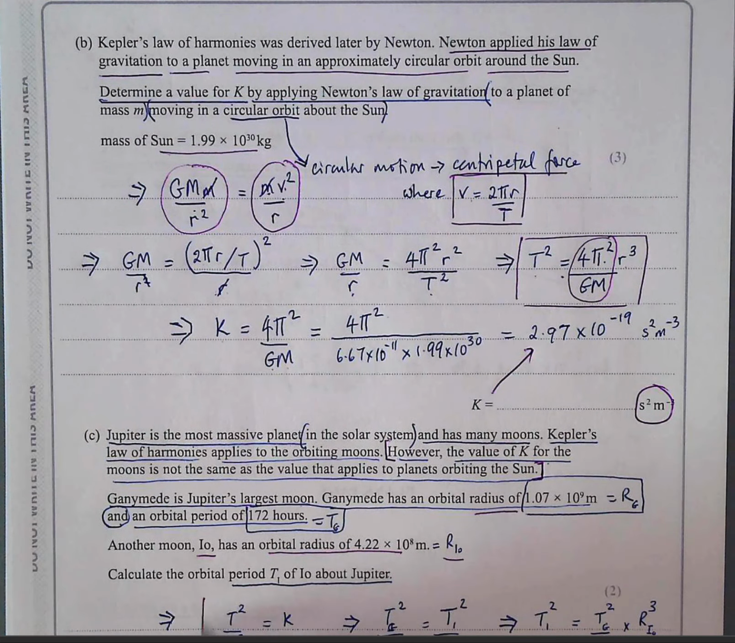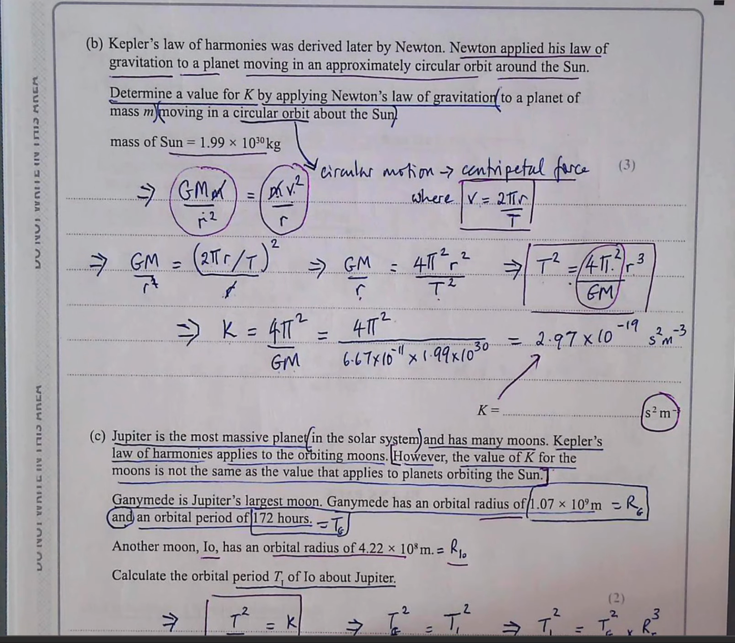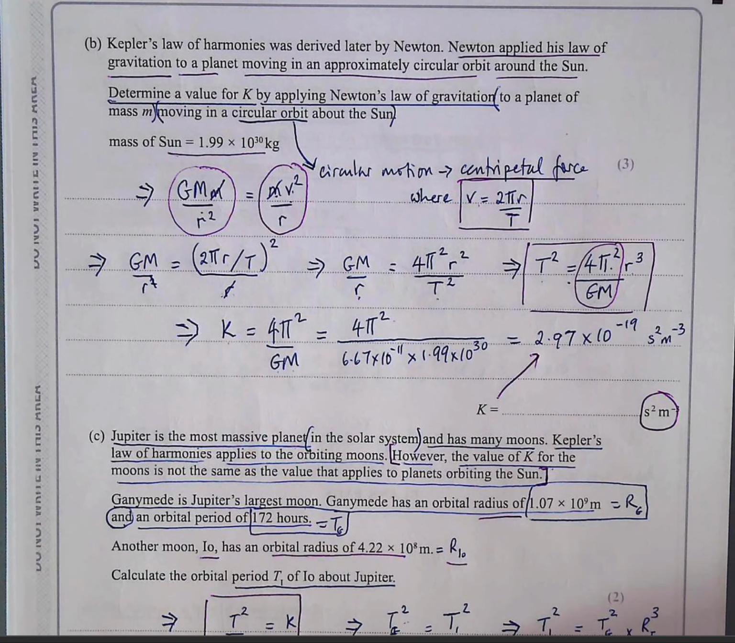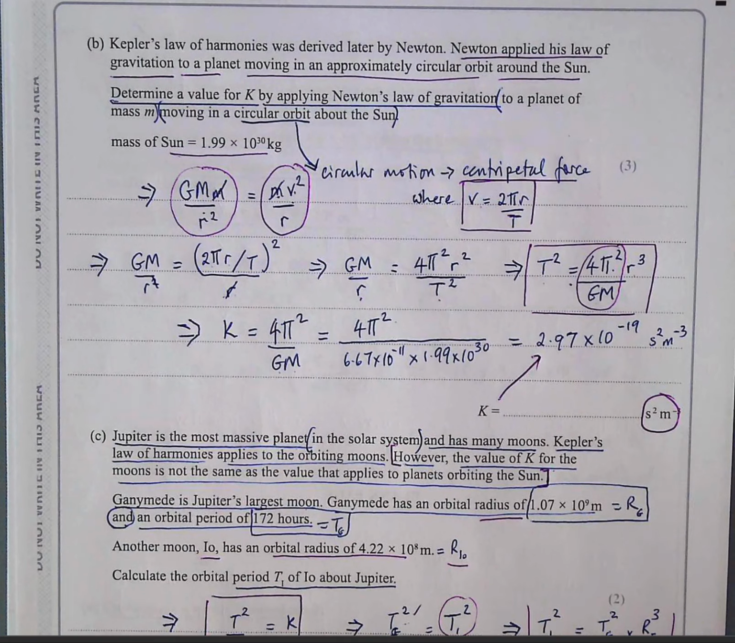So we know again that T squared over R cubed is going to give us a constant. So this time, if we do it for Ganymede, T squared of Ganymede divided by R cubed for Ganymede should equal the T squared for Io, they've put it as T1, so I've left it there, divided by the R cubed for Io, which is here. So if you do that, we know this, and we know this, the only unknown is that. So make this the subject of the formula.